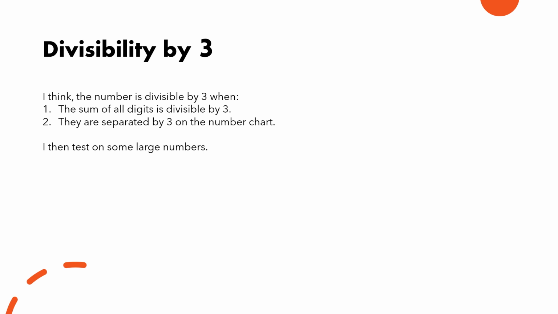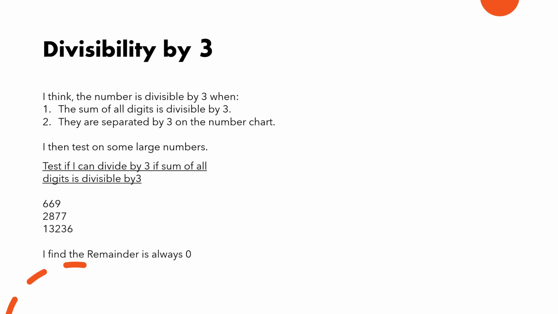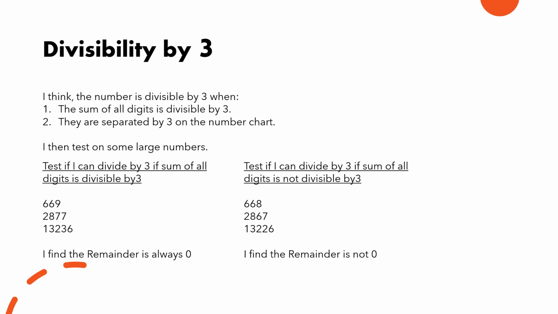I now test this on some large numbers. So, I picked up some numbers where the sum of the digits is divisible by 3. For example, 669, when I add up the digits, it becomes 15. Then 1 plus 5, I again do it and I found out that the sum is 6. And 6 is divisible by 3. So like this, I pick up 3 numbers and I add up the digits to see what is their sum, and then I divide the sum by 3 to find out if they are divisible by 3.